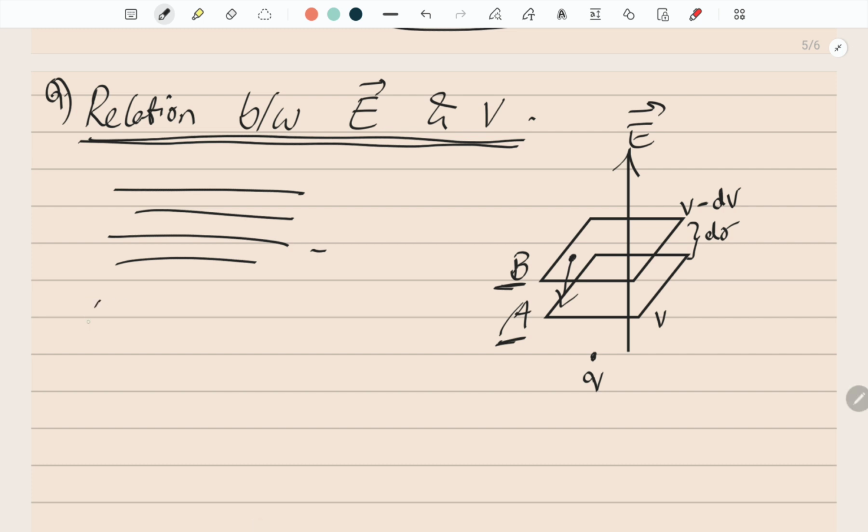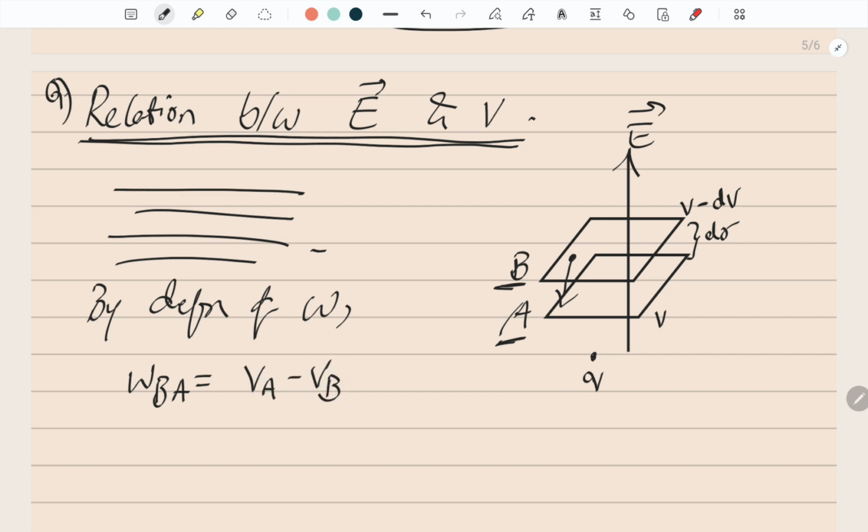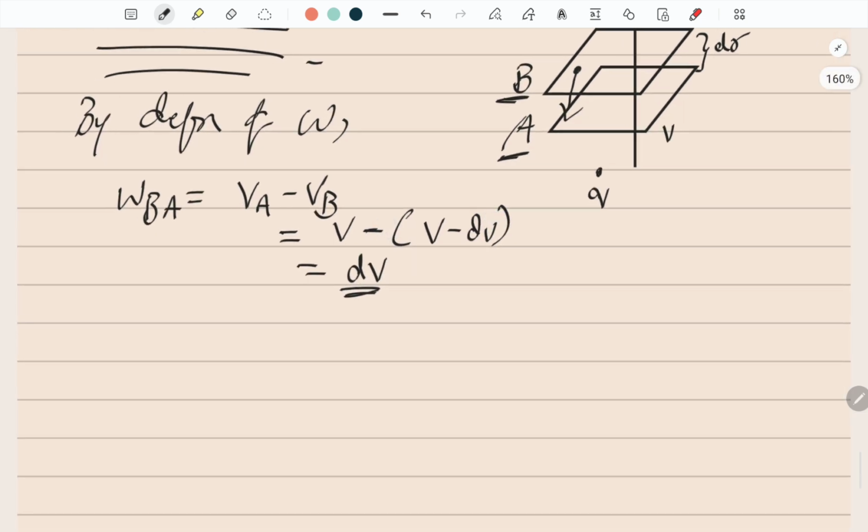By definition of work, the work done to move a unit positive charge from B to A is VA minus VB. VA, the potential given, is V, minus VB, the potential, which is V minus dV. So using that you get dV as the answer. This is your first part, from the definition of work.